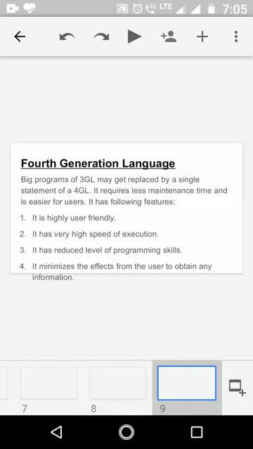First one, it is highly user friendly. We can use it very easily, and simple codes, obviously in simple language, are written. Moreover, the codes are very short. Next, it has very high speed of execution. Third one, it has reduced level of programming skills. And fourth one, it minimizes the effort from the user to obtain any information.